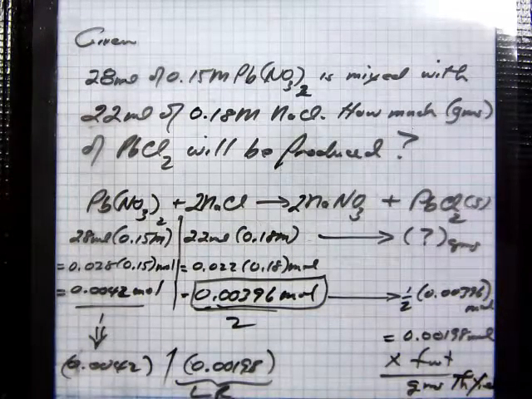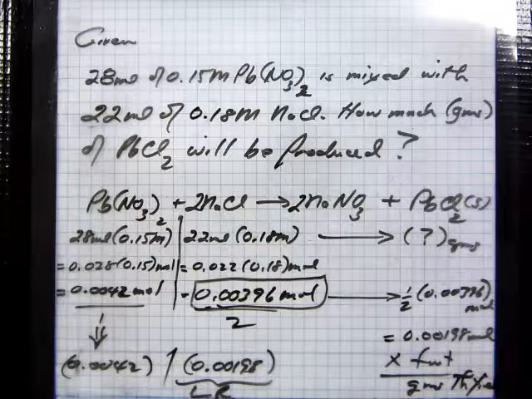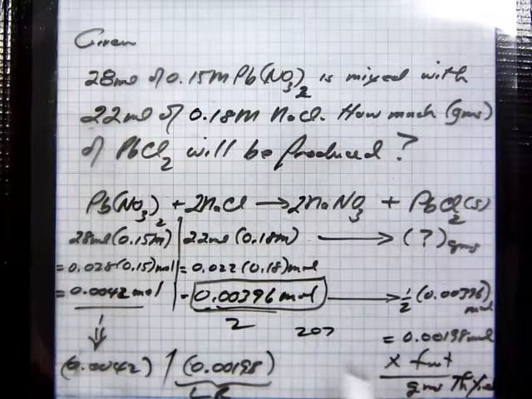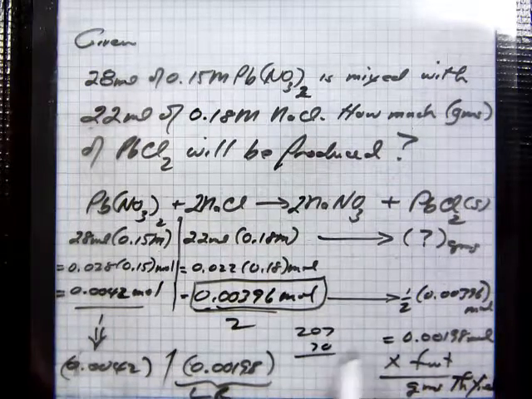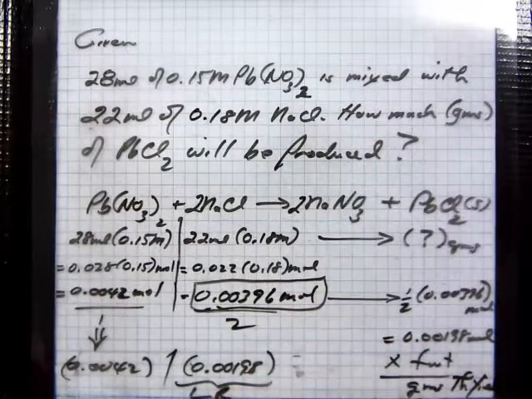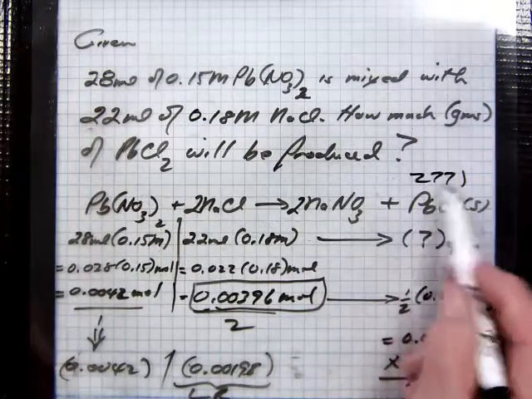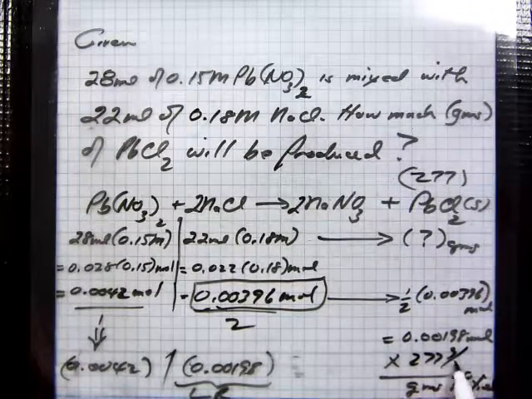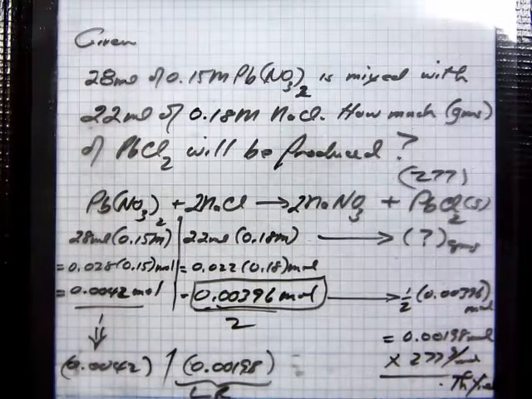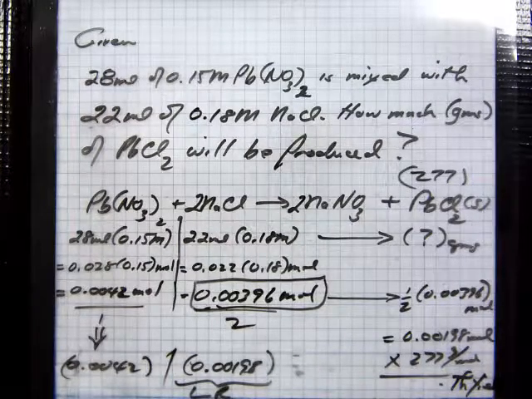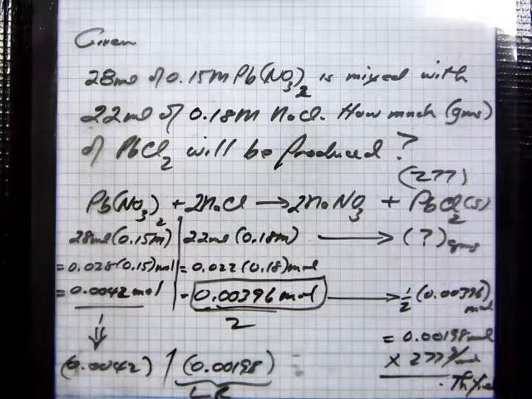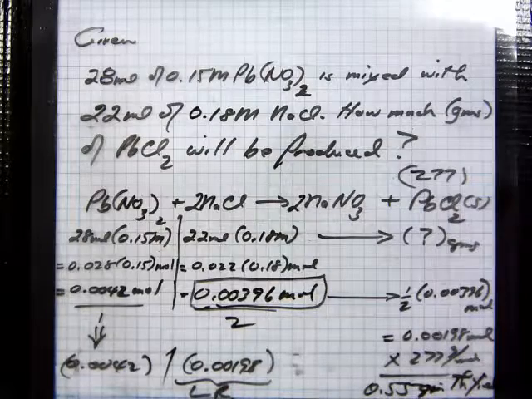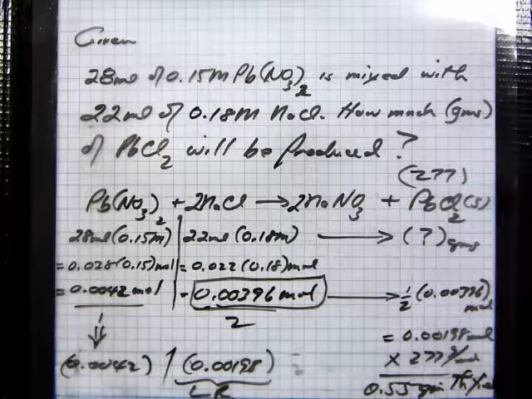And you calculate that. Lead's 207. There's 207 and 35, 35, 70, 77, 277, okay? We come in here with 277 grams per mole. And we get roughly 0.55 gram theoretical yield.